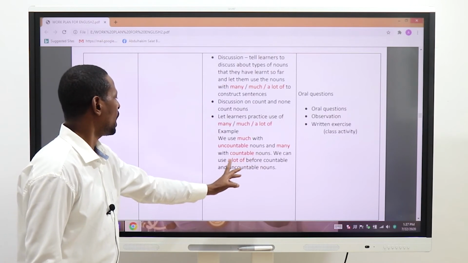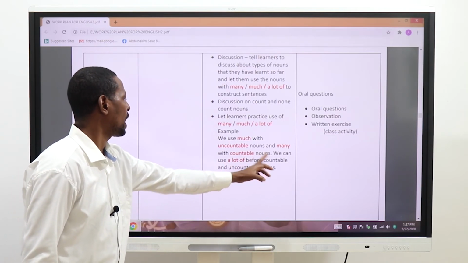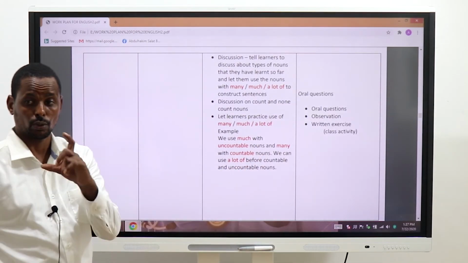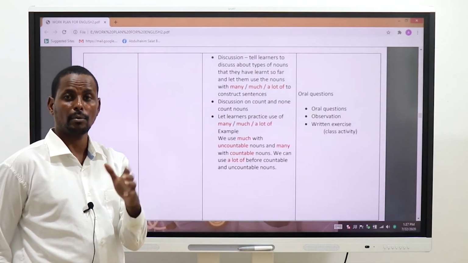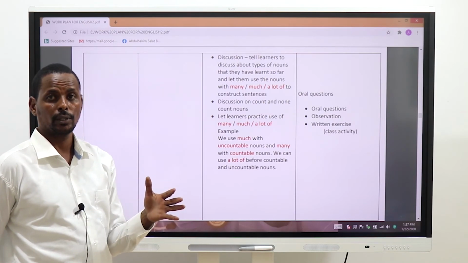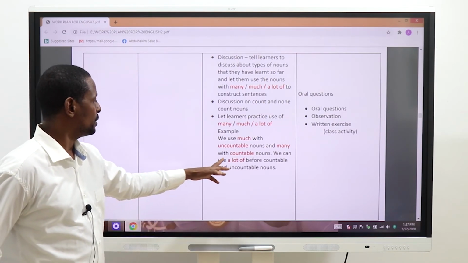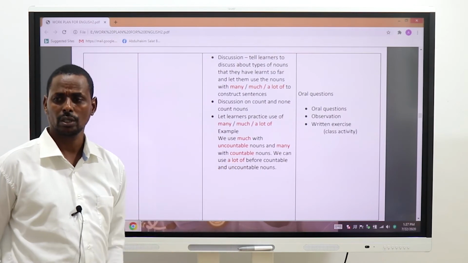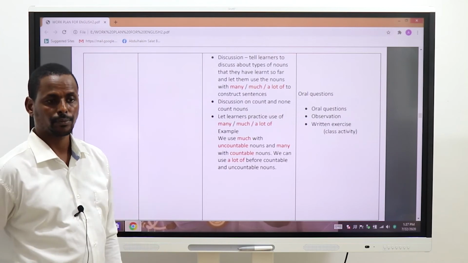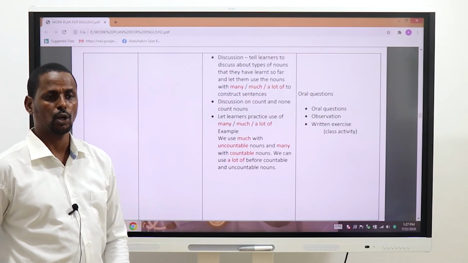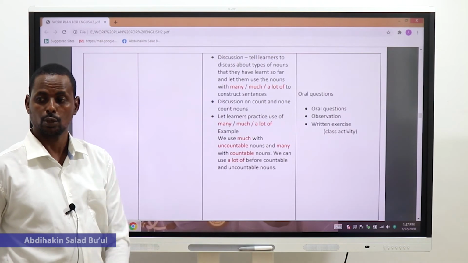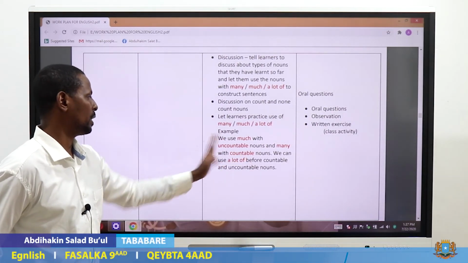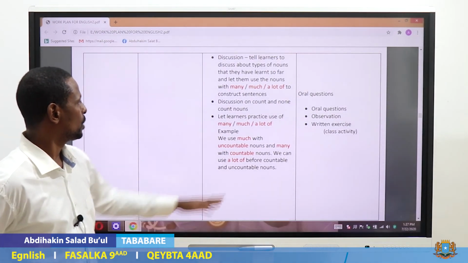We can use a lot of before countable and uncountable nouns. So, an exception. Grammar always has this exception. A lot of you can use for both. A lot of books, a lot of people. A lot of men, a lot of girls, a lot of, both countable and uncountable nouns.